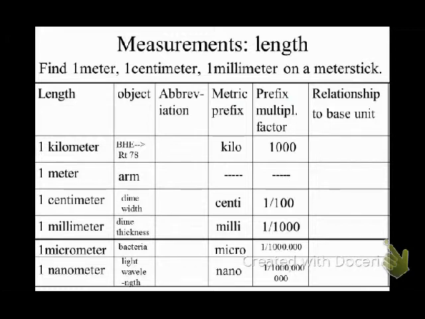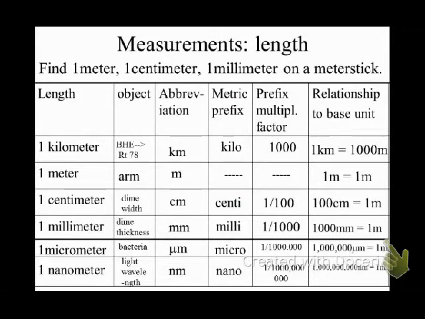Now I should also mention a kilometer, which is the length from Black Hawk College down to Route 78. It has a metric prefix kilo, which always means 1,000. It's 1,000 meters. And then, in addition to knowing the metric prefix and the multiplication factor, the abbreviations for these units are important as well, and I've listed those.